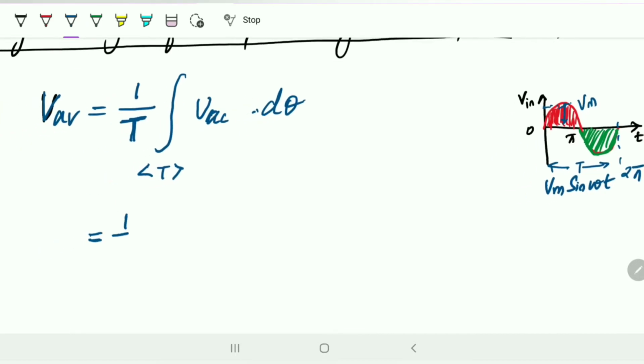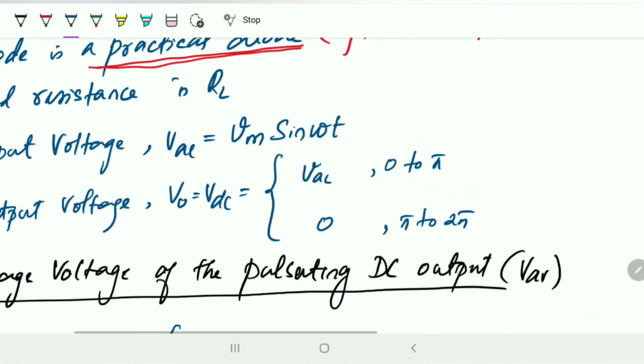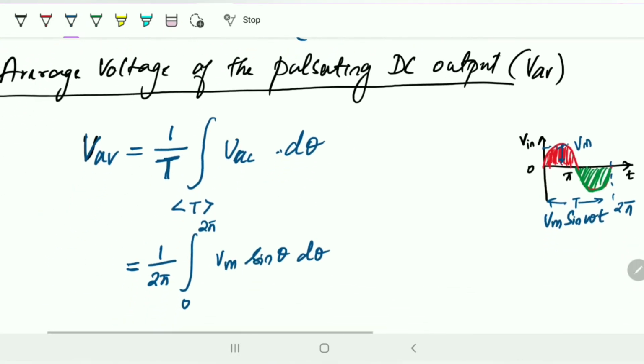So it is 1 divided by the total time period 2 pi, and the limit is 0 to 2 pi, and VAC can be given as Vm sin omega t, or since I am using d theta, I will use sin theta d theta. Okay, so here also I can mention it as theta.